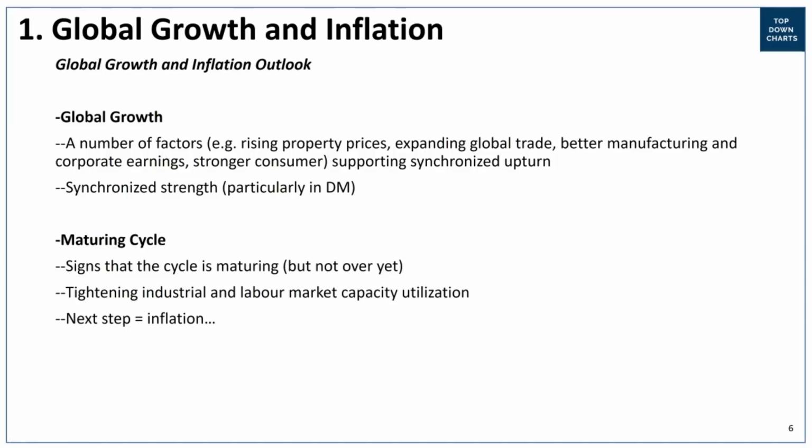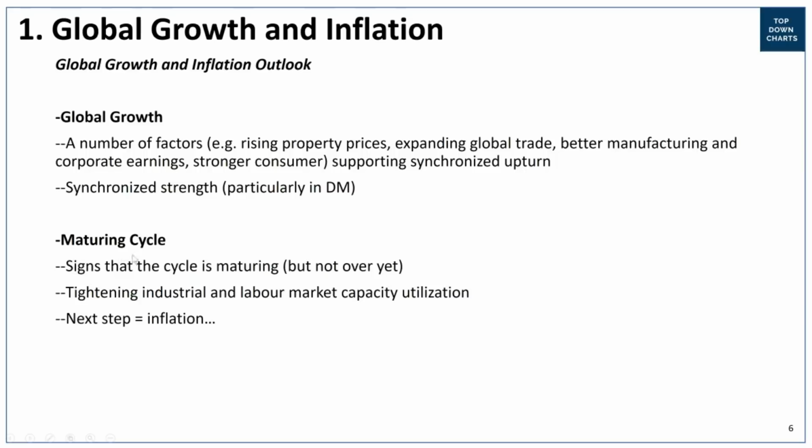So just a quick summary on the global growth and inflation outlook. For global growth, there are a number of factors: rising property prices, global trade, manufacturing, and corporate earnings. Corporate earnings have actually seen decent growth across countries around the world. Likewise, globally, we're seeing a strong consumer. And these are symptoms, signs, and reinforcers of the synchronized upturn. The synchronized strength is particularly evident in developed economies.